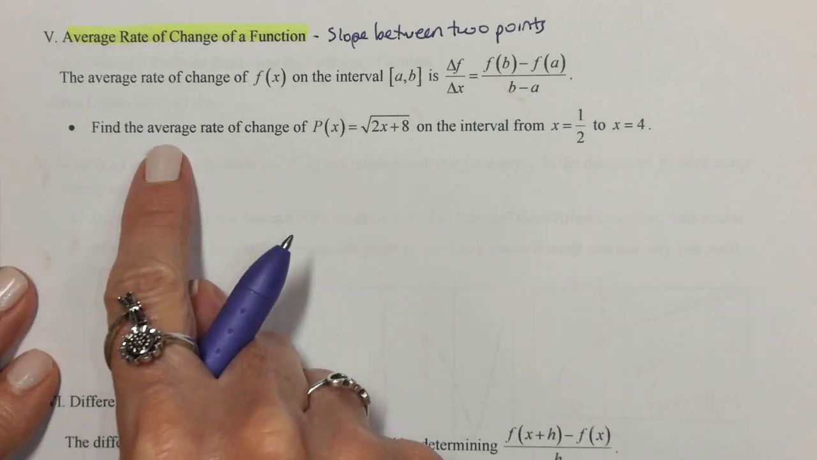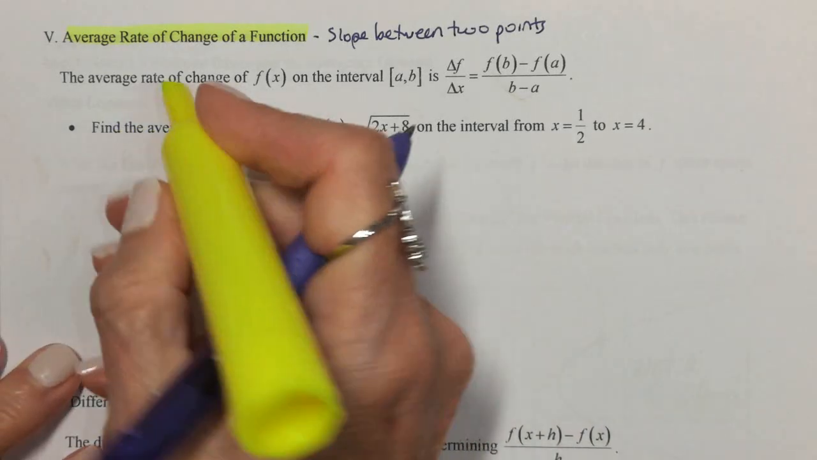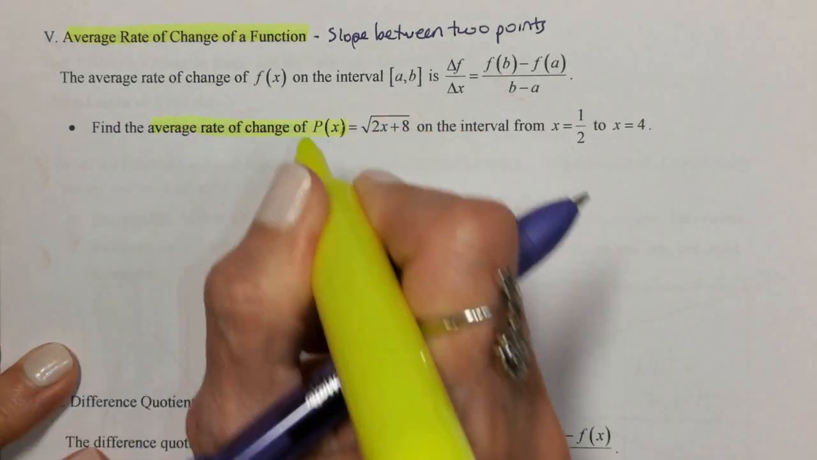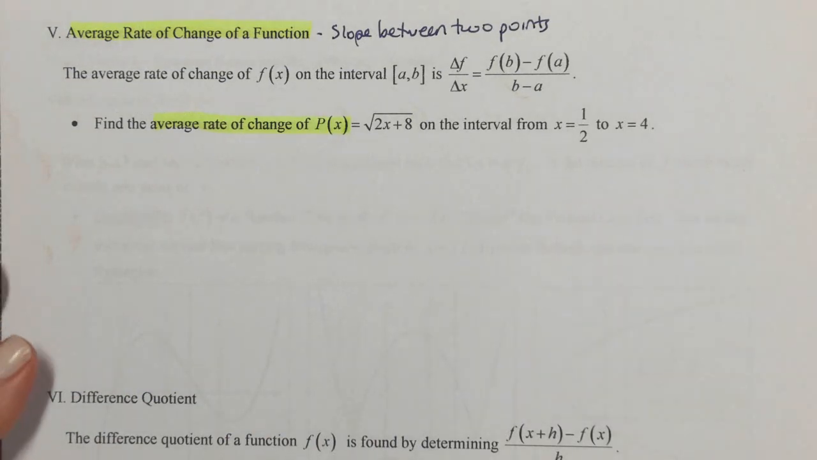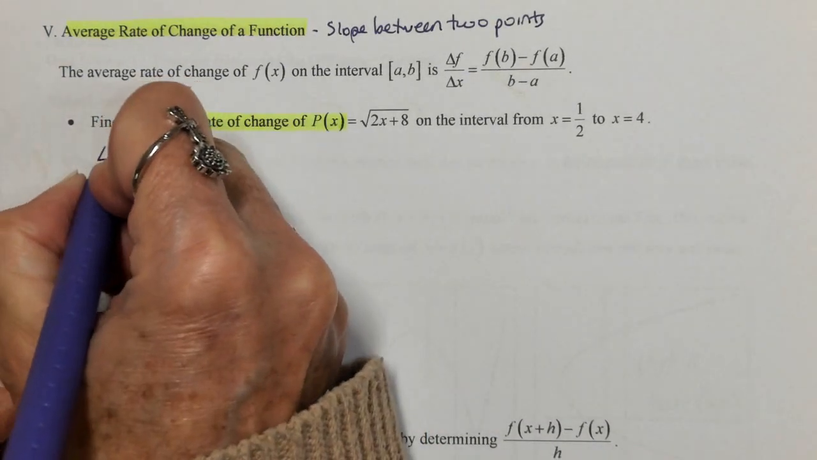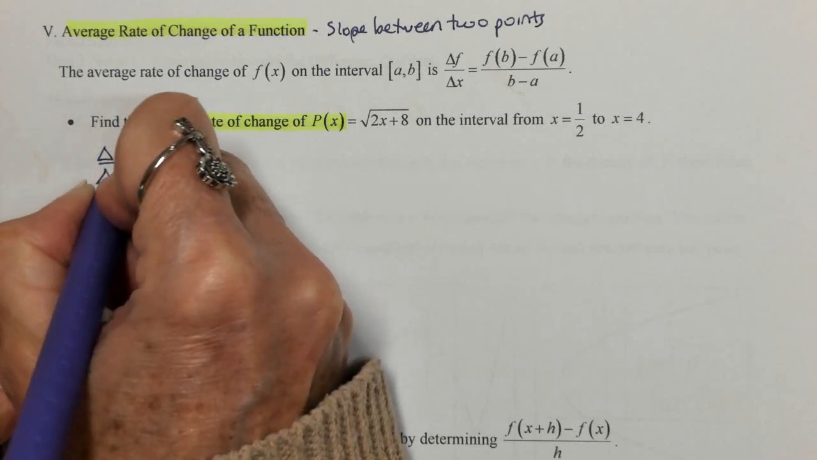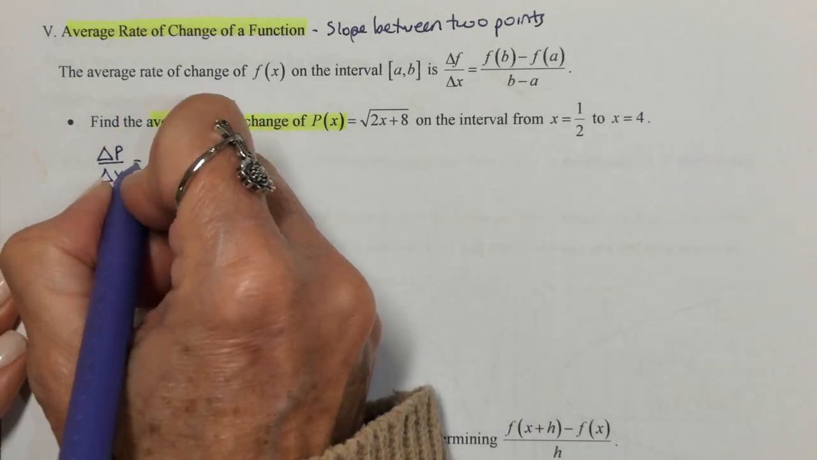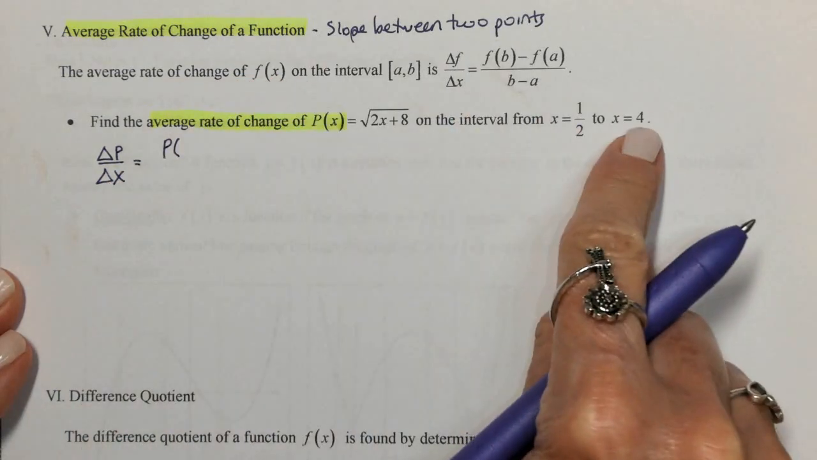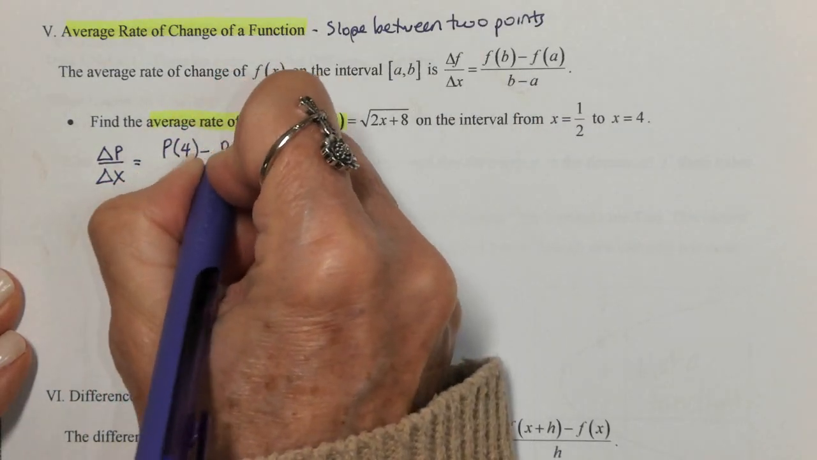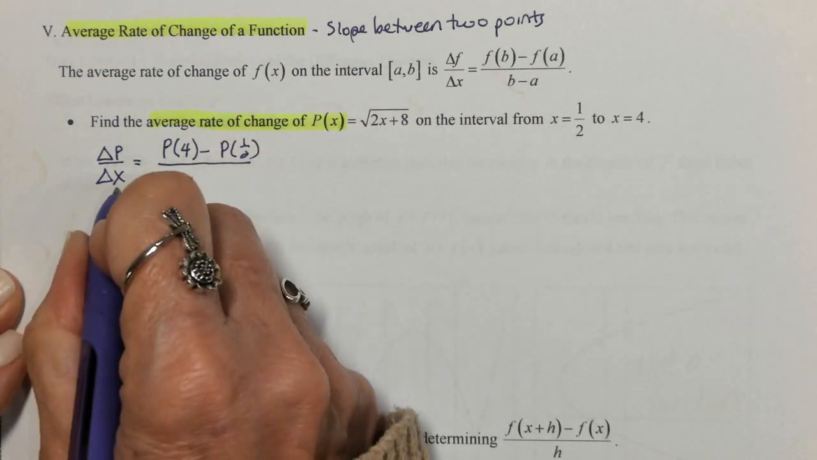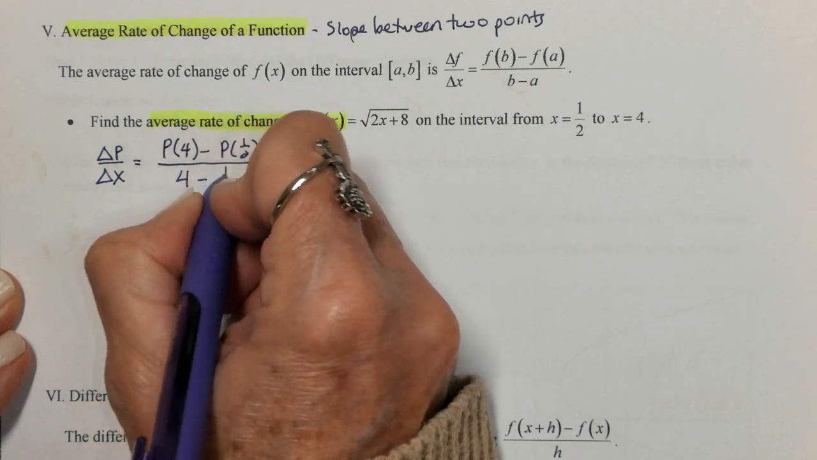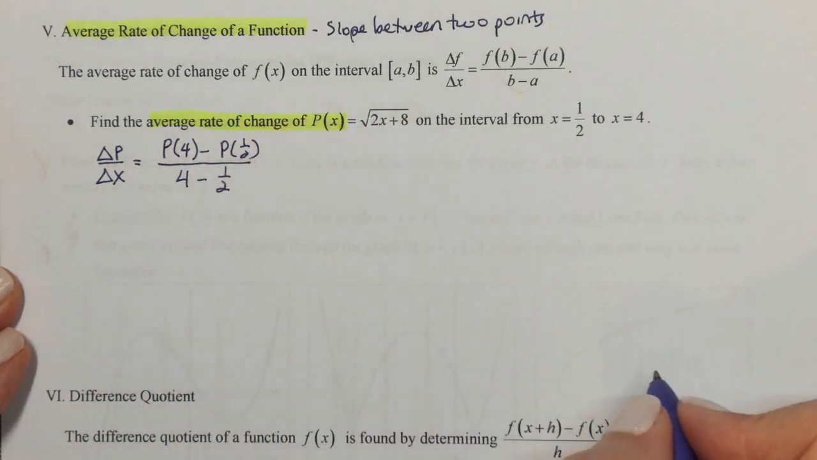So, to find the average rate of change of this function, p of x, on the interval from 1/2 to 4, when I see average rate of change, I think change in p over change in x, which is going to be p of 4 minus p of 1/2 divided by change in x, 4 minus 1/2. So let's come find p of 4 and p of 1/2.